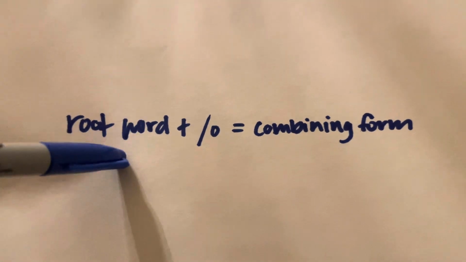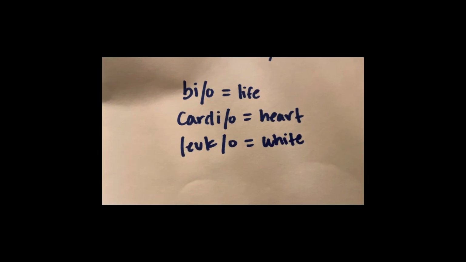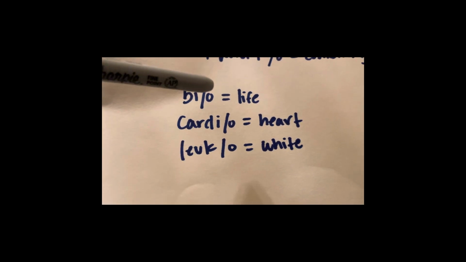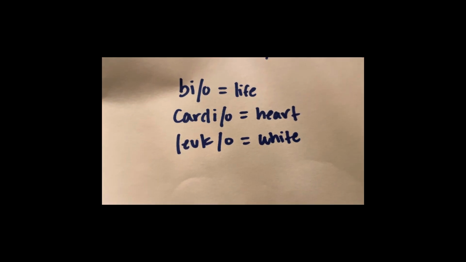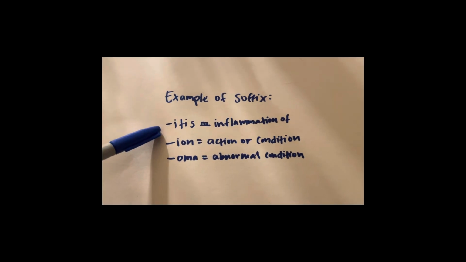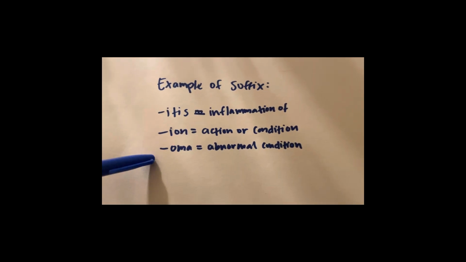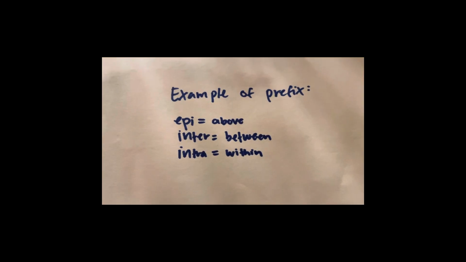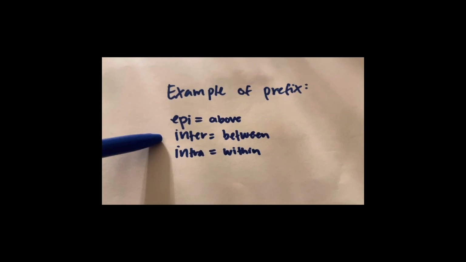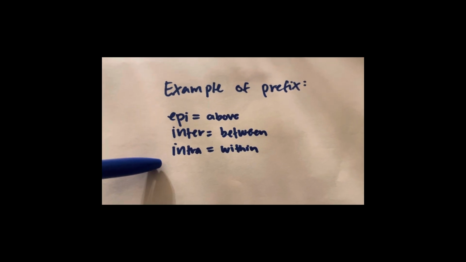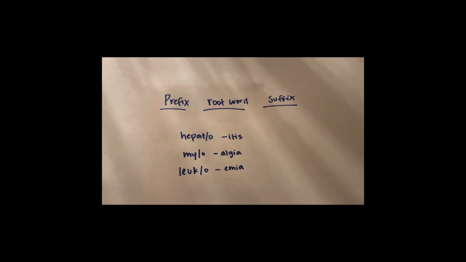Oftentimes, you can also see a root word combined with a slash and an O to make a combining form. An example of this is bio, which means life, cardio, which means heart, and leuco, which means white. An example of a suffix is itis, which means inflammation of, ion, which means action or condition, and oma, which means abnormal condition. Lastly, we have examples of prefixes, which is epi, which means above, inter, which means between, and intra, which means within.